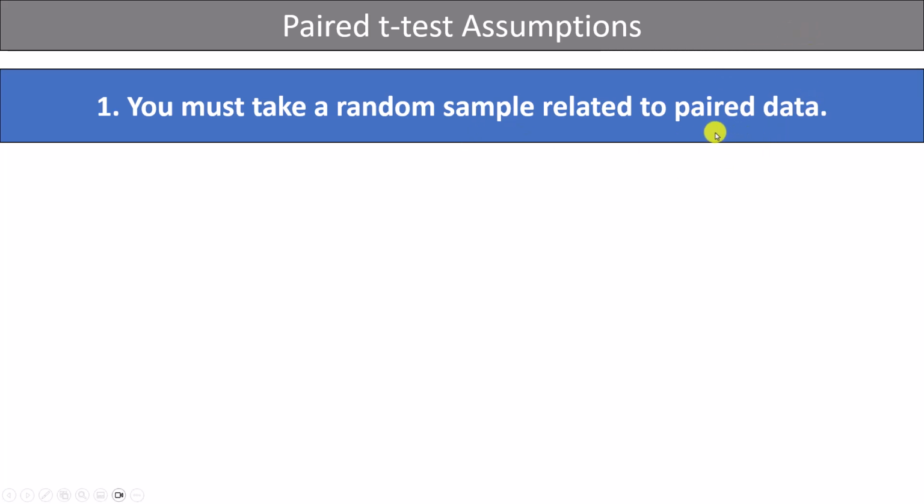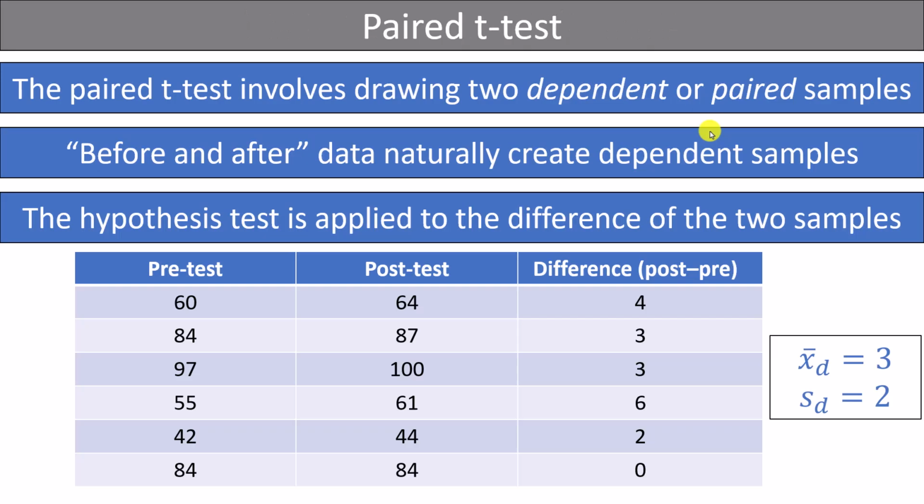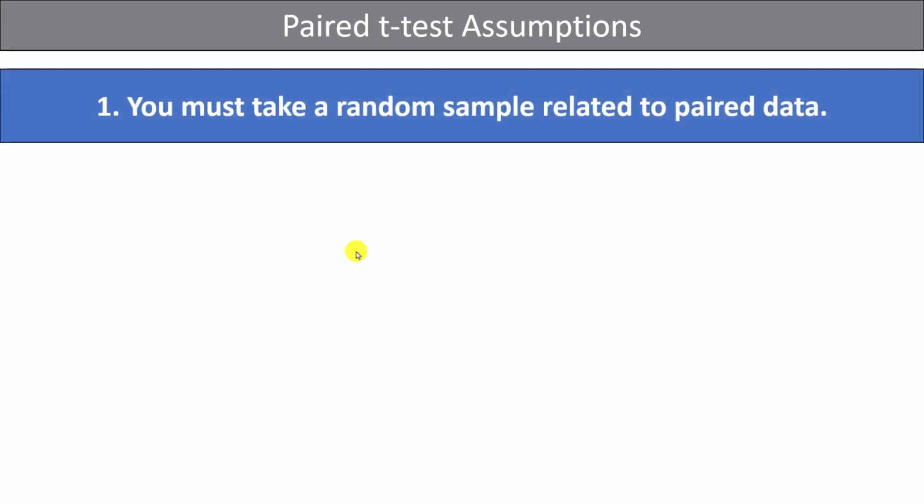Paired just means that every observation from your first sample can somehow be paired to the second sample, right? Which is what we had here, right? Each one of these test scores related to the same individual, so they're paired together, right? And that has to be the case in order to do this test, because otherwise the subtraction of the data isn't really going to be meaningful.